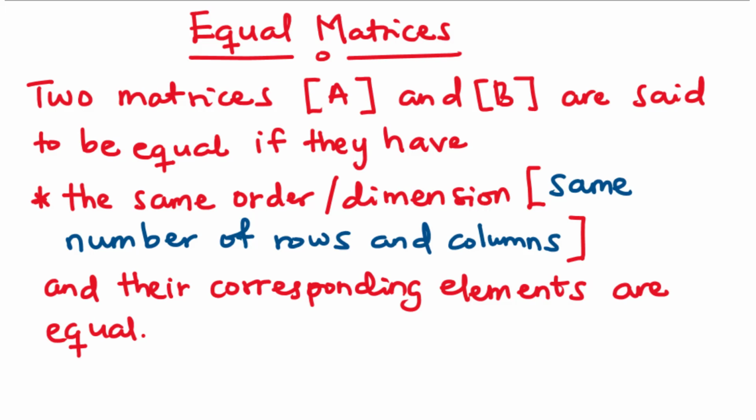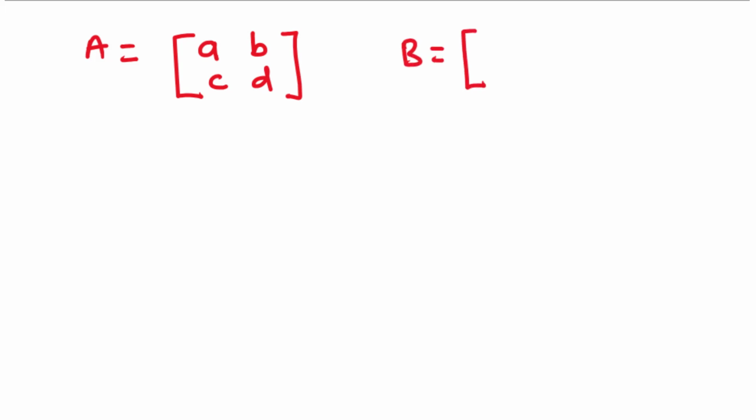Now, what this primarily means is that if two matrices A and B are said to be equal, then the number of rows and columns of matrix A should be equal to the number of rows and columns of matrix B. That way, their corresponding elements are also equal. So given that matrix A is equal to [a, b; c, d], and matrix B is also equal to [1, 2; 3, 5].